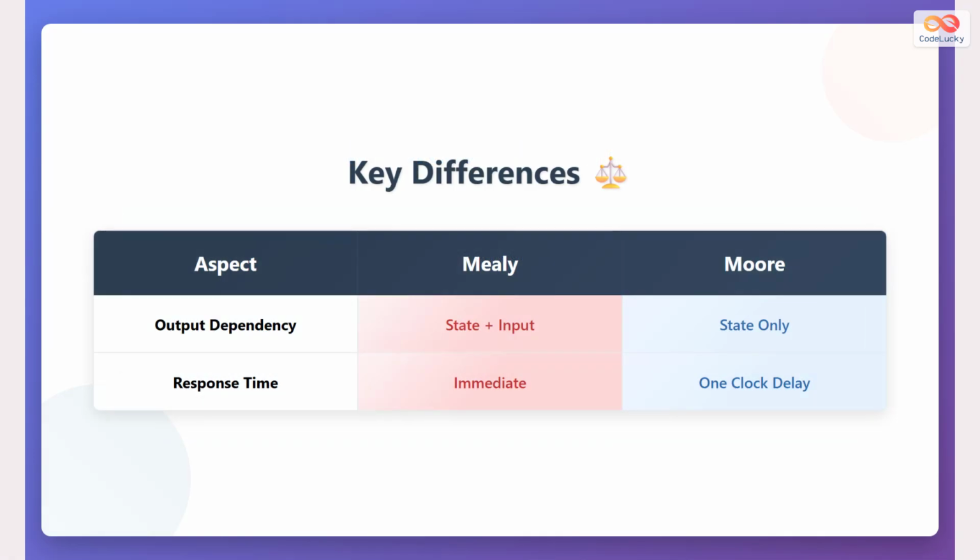Let's summarize the key differences between Mealy and Moore machines in a comparative way. The main aspect to consider is output dependency. Mealy machines produce output that depends on both the current state and the input, whereas Moore machines generate output based only on the current state. Another key difference is in response time. Mealy machines offer an immediate response, changing their output as soon as the input changes. Moore machines have a one-clock delay, updating their output only when the state changes during a clock cycle.